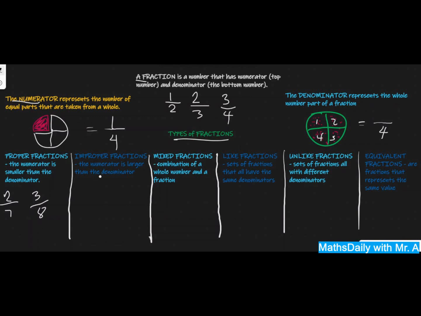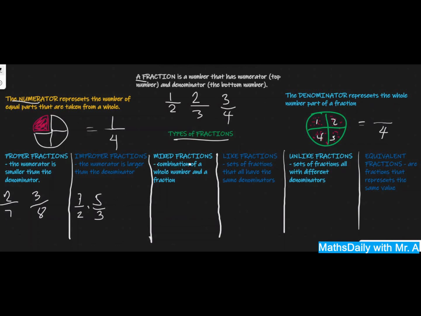Improper fractions. In this type of fraction, the numerator is larger than the denominator. For example, 7/2, 5/3. Because the value of the numerator is larger, the quotient of an improper fraction will always result in a value greater than or equal to 1.